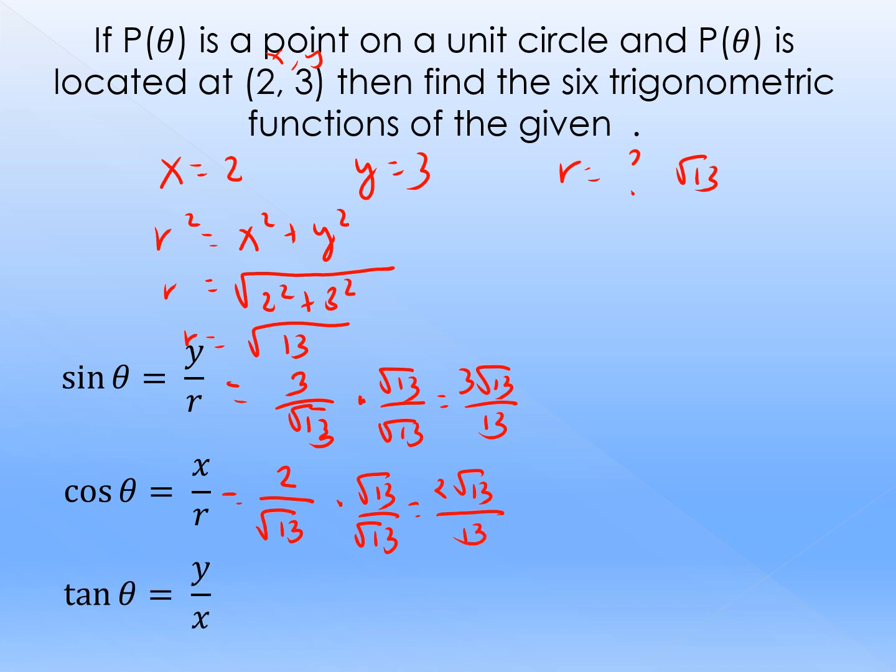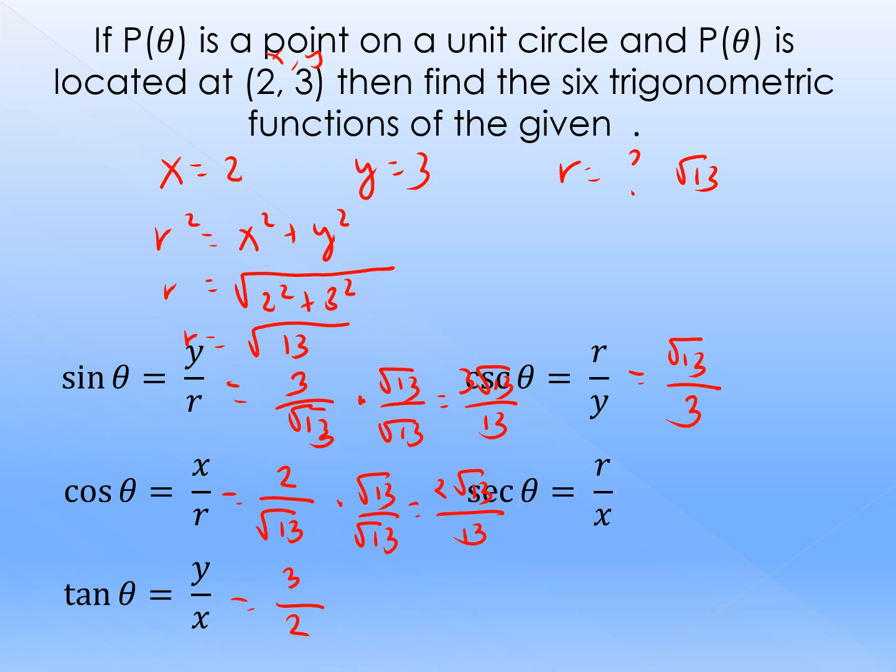Next is tangent theta, which is equal to y over x. I know you are all familiar with the pattern because this is just the pattern that we use in quadrantal angles. Instead of writing y, we have 3, and instead of writing x, we have 2. So this is simply the value of tan theta. Let's now proceed with cosecant theta. Cosecant theta is equal to r over y. Instead of writing r, we write square root of 13, and instead of writing y, we write 3. So therefore, cosecant theta is equal to square root of 13 over 3.